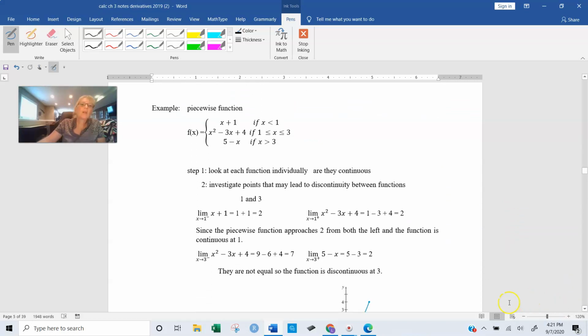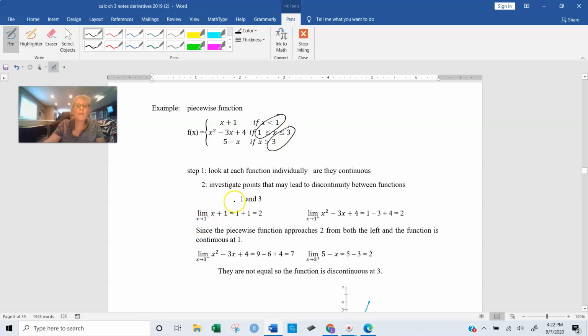All right, when you're looking at piecewise functions, you have to be careful. The parts we're always interested in are the changing sections. So like this changes at 1, and this one here changes at 3. So I need to check 1 and 3 to see if this is continuous or discontinuous.